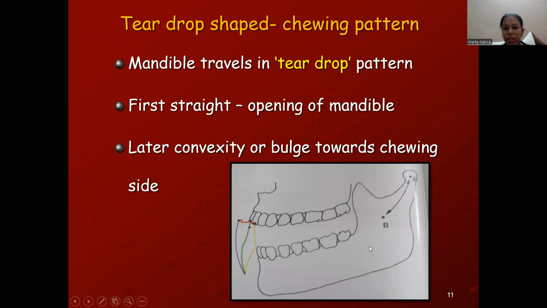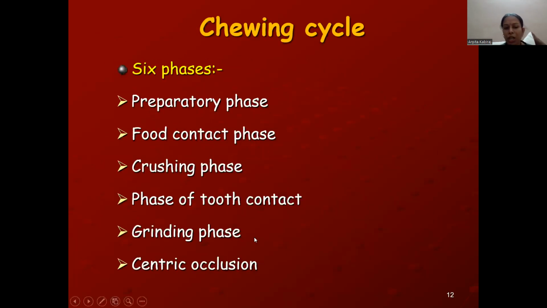The masticatory sequence is a chewing pattern of a teardrop shape, wherein the mandible travels in a teardrop pattern. First, straight, that is the opening of the mandible, then later a convexity or a bulge towards the chewing side. The chewing cycle consists of 6 phases: preparatory, food contact, crushing, phase of tooth contact, grinding, and centric occlusion phase.